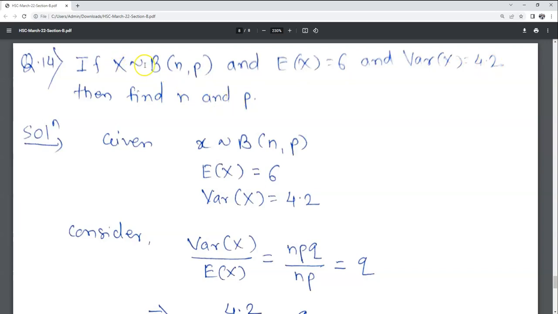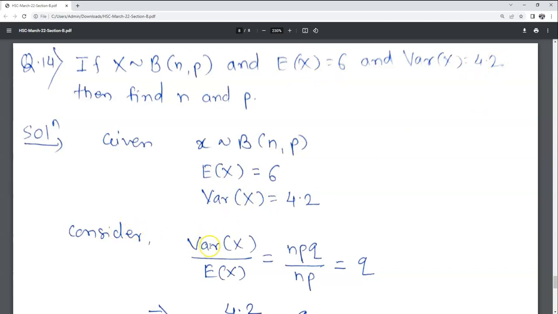If x follows a binomial probability distribution of n and p, then variance of x will be npq and E of x will be np. Remember, these are the formulas. So now given x follows a binomial distribution of n and p, E of x is equal to 6 and variance of x is equal to 4.2.